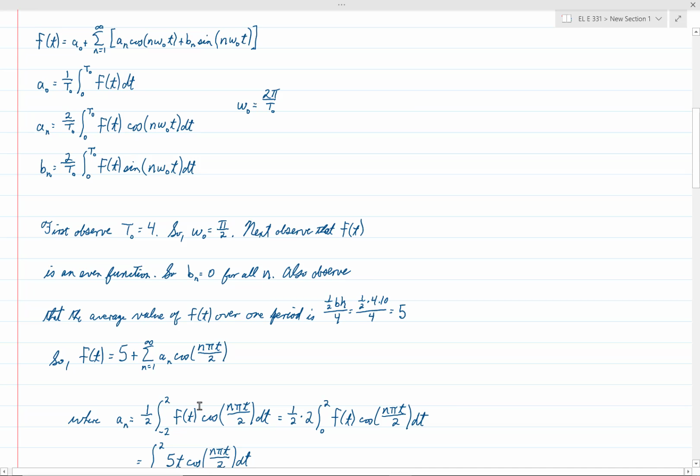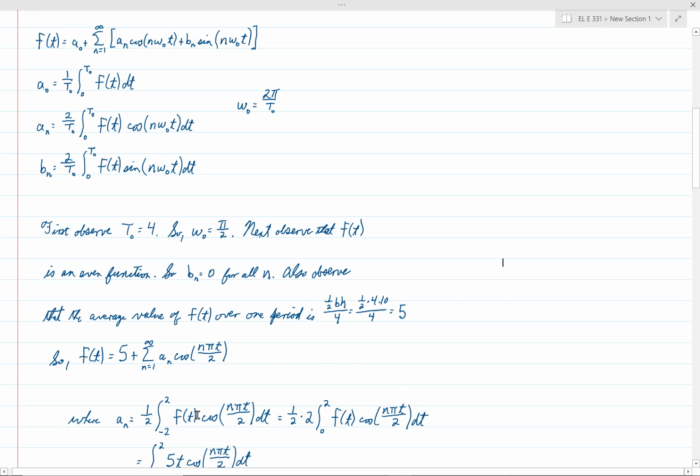So, but now again, I want to stress, if you would prefer to integrate from 0 to 4, you will get the same answer, but I'll show you why I would prefer to do it this way in just a moment. So, okay, so I'll integrate negative 2 to 2 of f of t cosine of n pi t over 2 dt. Now, here I'm pulling some kind of a trick, and let's see what this trick is.